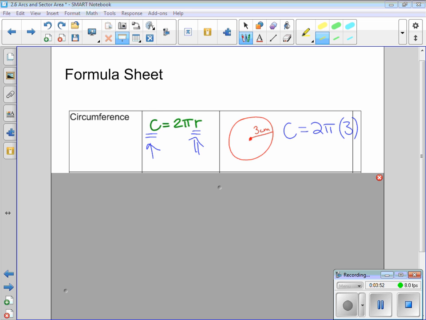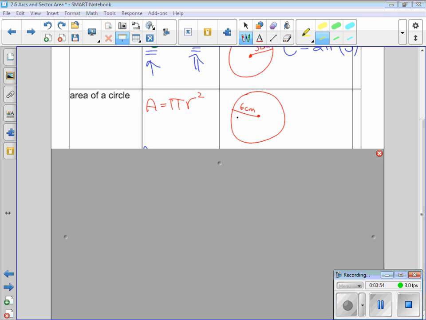Next up is the area of a circle. And so basically that's area equals pi r squared. So in this case, the r is 6, and so we would square that, making it 36 pi. So I could certainly take 36 and multiply it times pi, but there's going to be problems where I'm going to say leave it in terms of pi. That's what I mean. You're not going to multiply it times 3.14 or whatever. You're just going to leave it as 36 pi.